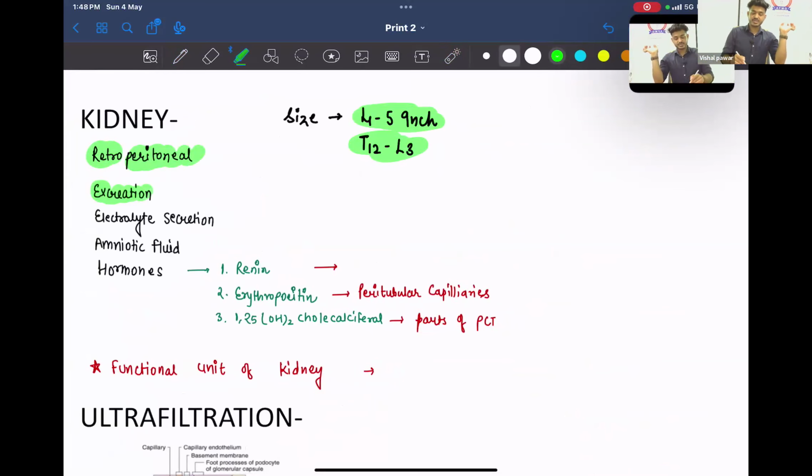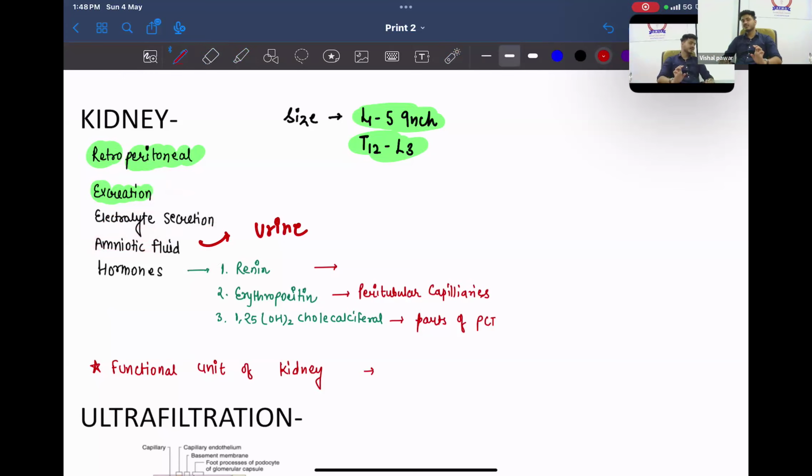Its major function is to do the excretion of substances. Whatever we are eating, it will be doing what? Excretion, right? So eating things, it will be having glucose. That glucose will go to blood, and whatever blood we are having, it is going to do what? Excretion of the bad substances. It will do electrolyte secretions. It will make what? Amniotic fluid. What is amniotic fluid? Urine. Amniotic fluid is the urine.